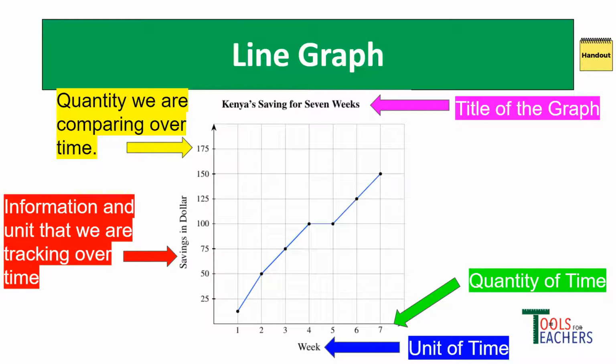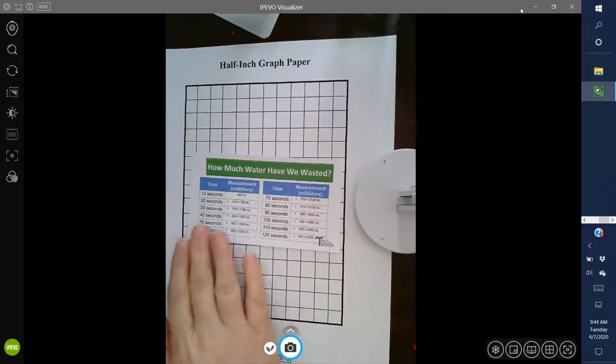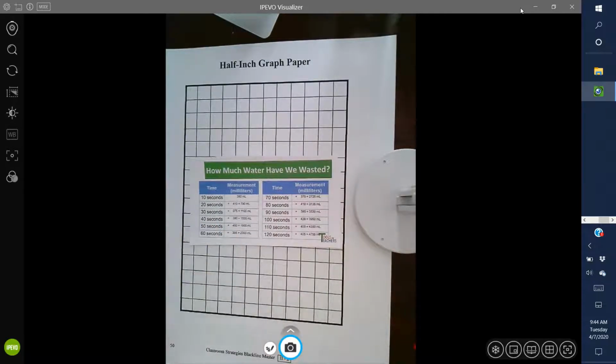Hey, let's graph our wasted water data. We should remember to include the following: a title that clearly describes the information we are gathering, an x-axis labeled seconds and listing the time intervals at each tick mark, and a y-axis labeled milliliters and listing the quantities in milliliters. We'll also need graph paper. You can see I have our data recorded here for us to use when we're ready to make the graph.